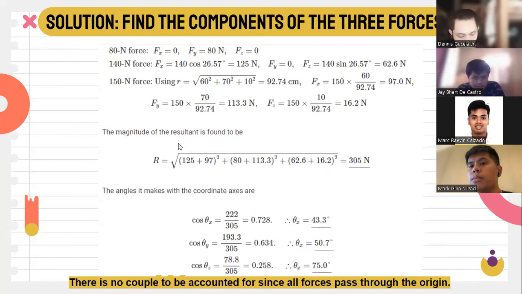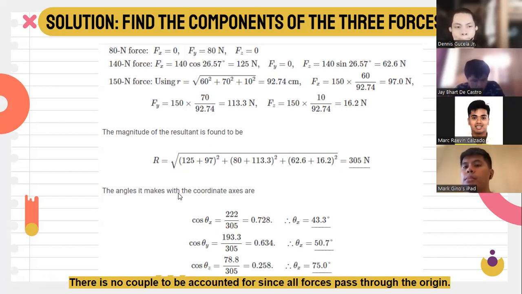So the magnitude of the resultant is found by adding the same coordinates. R is equal to the square root of (125 plus 97) squared plus (80 plus 113.3) squared plus (62.6 plus 16) squared, and the magnitude of the resultant is 305 N.